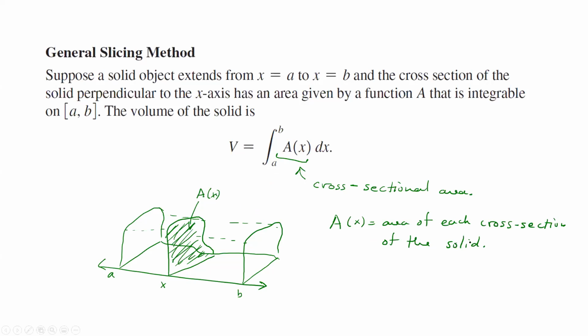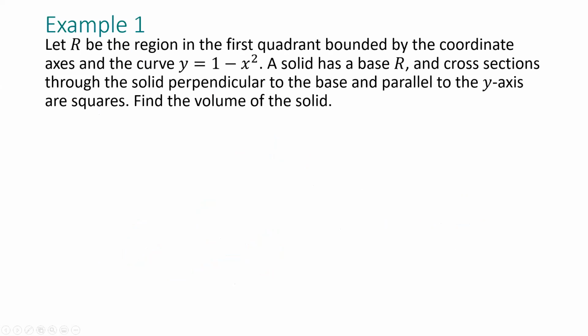Okay, so that's the trick, is trying to figure out what the area of our cross-sections are, and then we can integrate those areas to get the volume. So let's try and actually work through an example here.